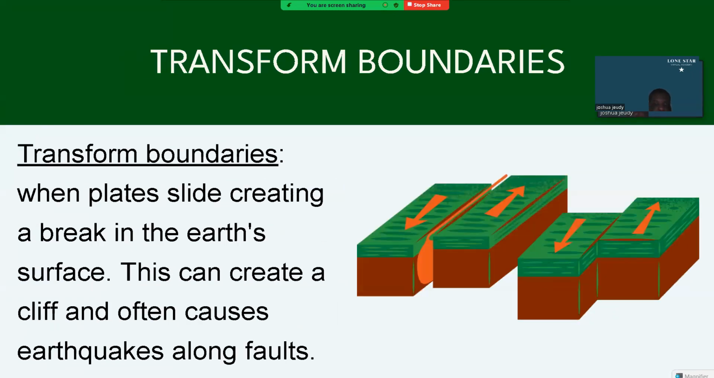Lastly, we have transform boundaries. Transform boundaries are plates that slide and grind against each other. They come together and slide, creating a rough shifting against each other. That grinding of the different plates creates massive earthquakes, which again causes a shift in the land.